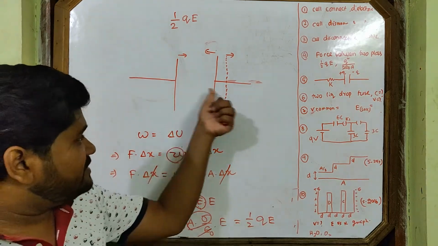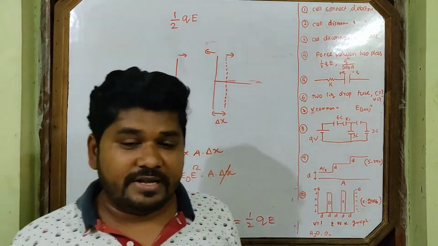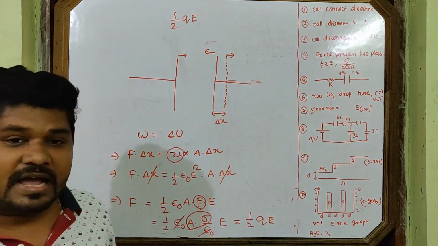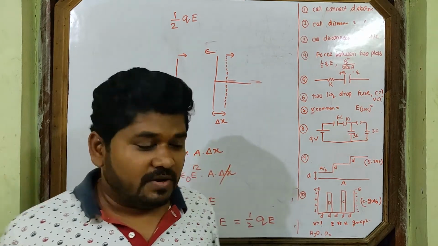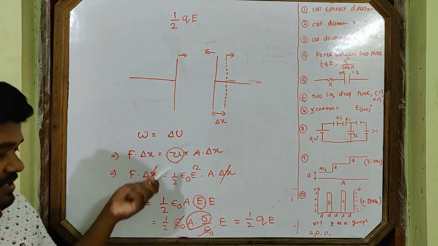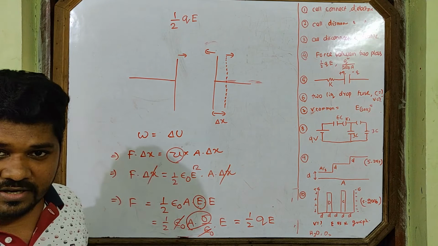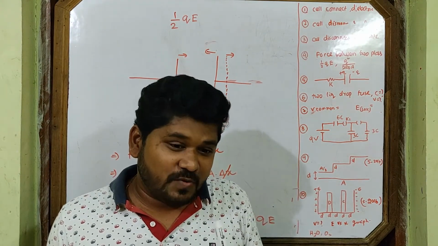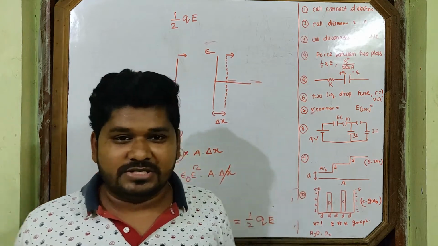But here E is the electric field between the two plates. It will be given in the question paper. Half QE. Now I hope you were able to understand what I have done here. But the question does not end here. Again, one small tail will be attached to the question.